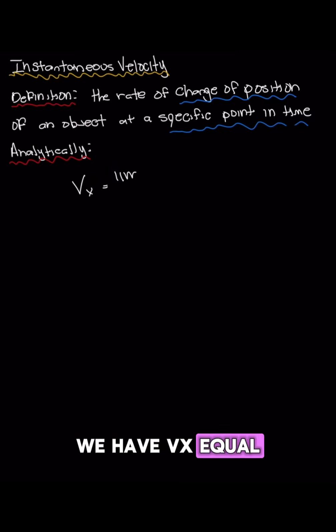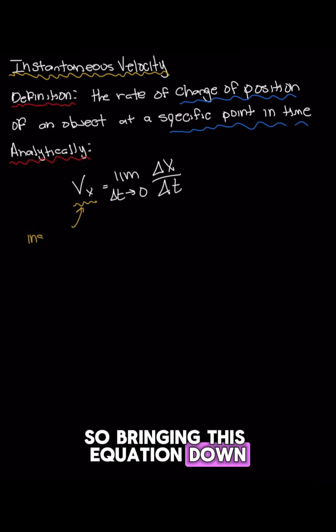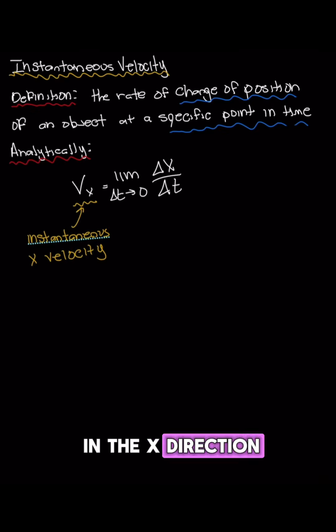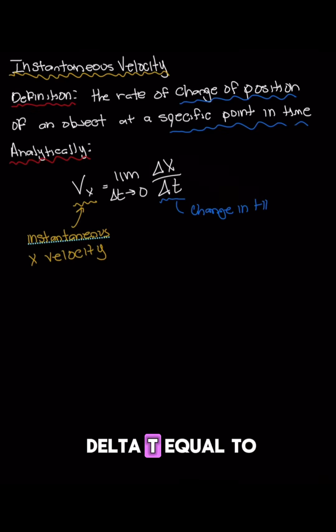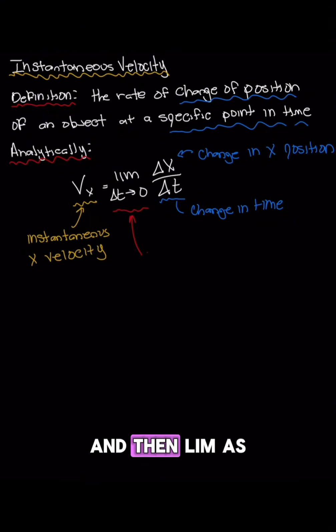So we have Vx equal to the limit as delta t goes to 0 of delta x over delta t. So breaking this equation down, Vx is just equal to the instantaneous x velocity. So this is if the velocity was going in the x direction. And then we have delta t equal to the change in time, and then delta x representing the change in position. And then the limit as delta t goes to 0 is just the limit as the change in time goes to 0.